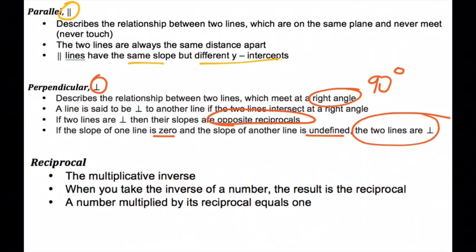Then we have reciprocal down here. It's called the multiplicative inverse. When you take the inverse of a number, the result is the reciprocal. And a number multiplied by its reciprocal equals 1. So if I have 2/3 and I multiply that by its reciprocal, 3/2, I get 6 over 6, which equals 1. So any number multiplied by its reciprocal will always equal 1.